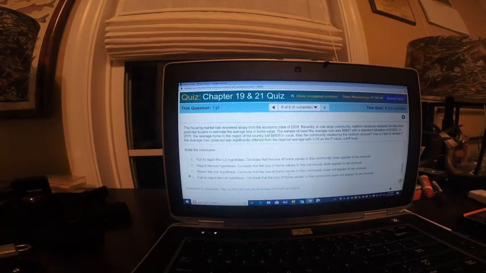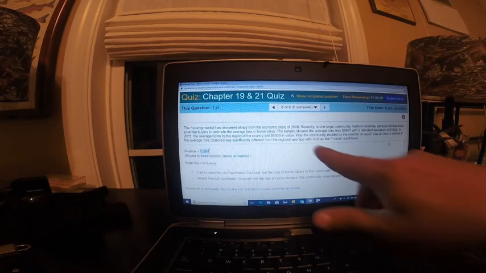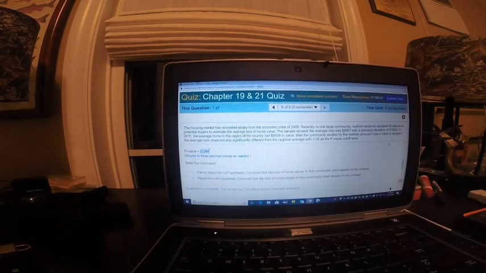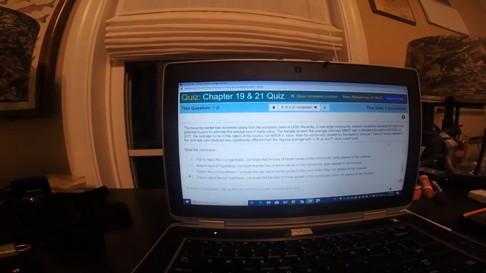So here, we should fail to reject the null hypothesis and conclude the loss of home values in the community does not appear to be unusual. Why? Because our p is greater than our alpha. Our alpha here is 0.05. Our p is 0.284. Our p is greater than our alpha. Therefore, we fail to reject the null hypothesis, which is exactly what we stated and concluded here.